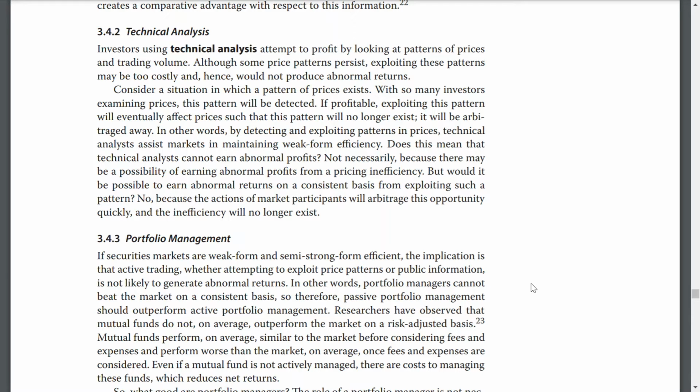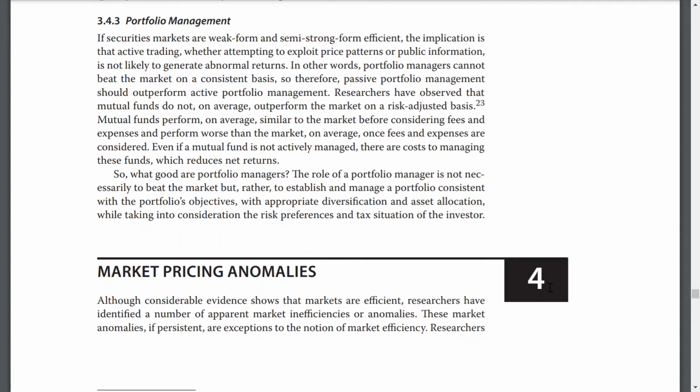If security markets are weak or semi-strong form efficient, the implication is that active trading, whether attempting to exploit price patterns or public information, is not likely to generate abnormal returns. In other words, portfolio managers cannot beat the market on a consistent basis, so passive portfolio management should outperform active portfolio management. Researchers have observed that mutual funds do not on average outperform the markets on a risk-adjusted basis.